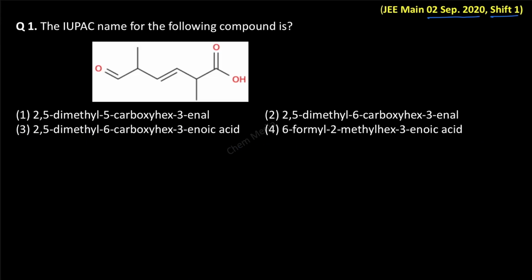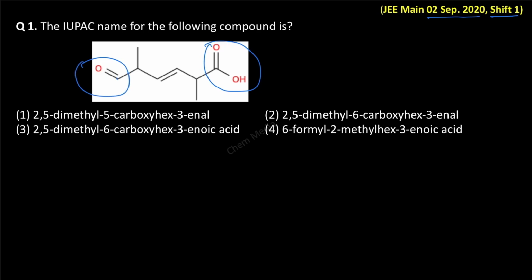We have an organic molecule and we need to find out the IUPAC name. Unfortunately, all the options given here are wrong. I'll tell you why. We have a carboxylic acid functional group and we also have an aldehyde. This is not a keto group.